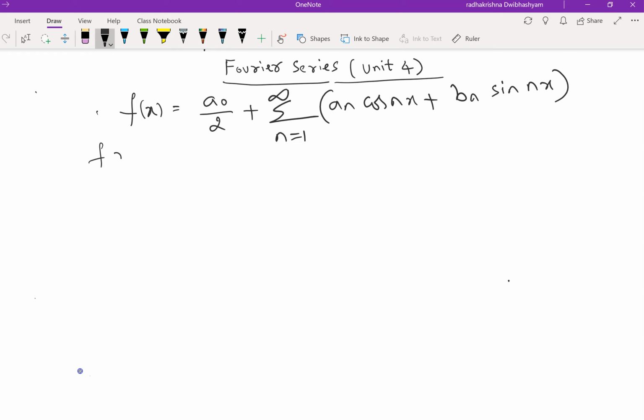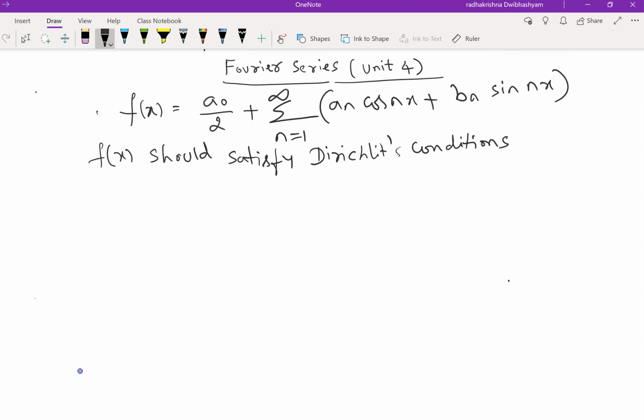So here f(x) should satisfy Dirichlet's conditions. f(x) should satisfy Dirichlet's conditions, then only we can expand that function in the form of Fourier series. So what are Dirichlet's conditions? Let us come to the point.